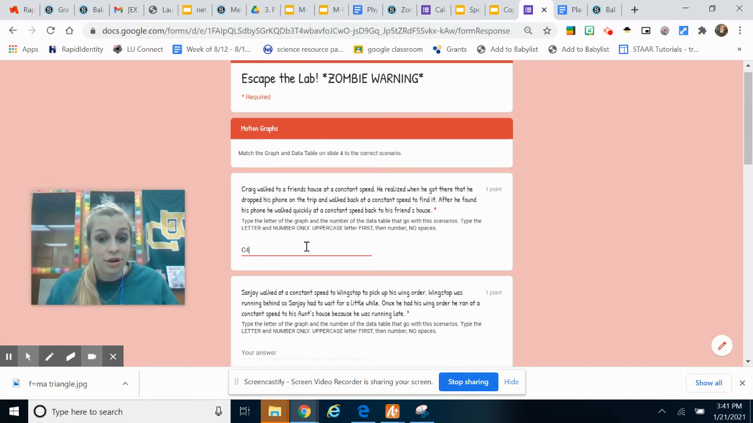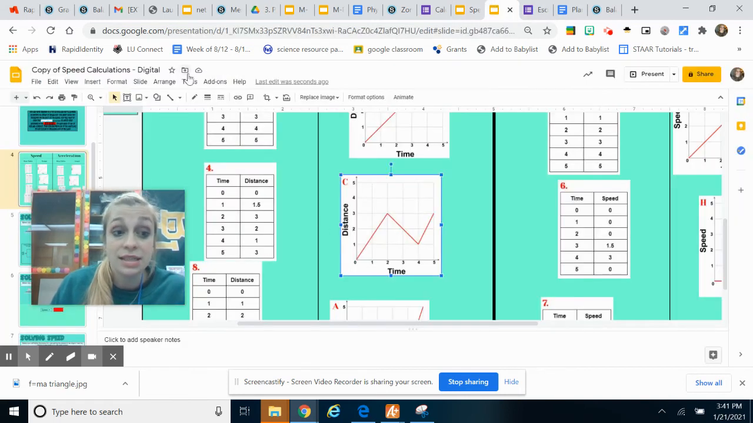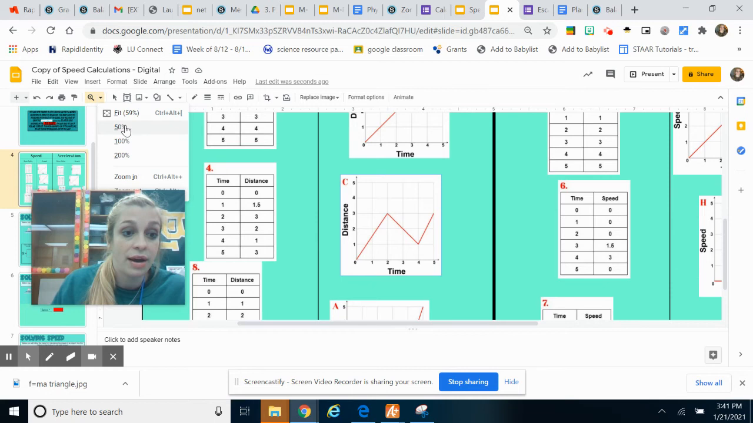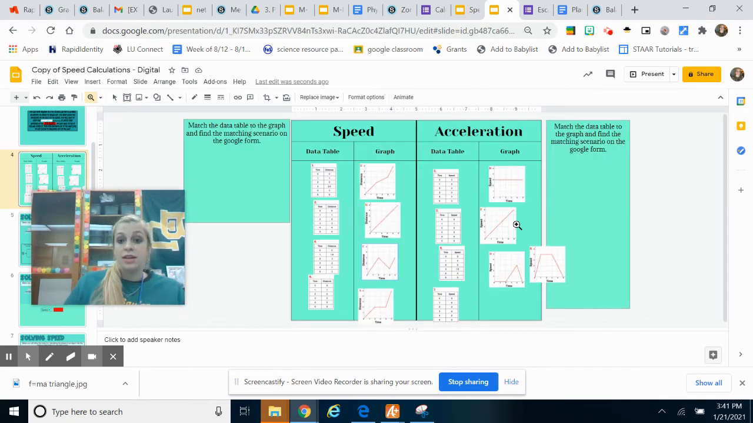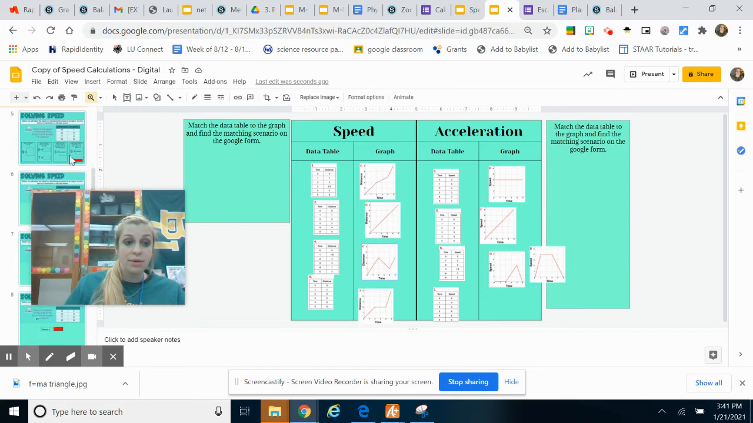Type it exactly like that. Letter, number, no spaces. If you type it wrong, it's not going to count. If you don't put a capital, it's not going to count. Has to be a capital letter. Okay, so that's going to take you a minute. That's why this is your only assignment for today. You have to finish that. It's going to take you a minute to finish that. That's the longest part of the assignment.